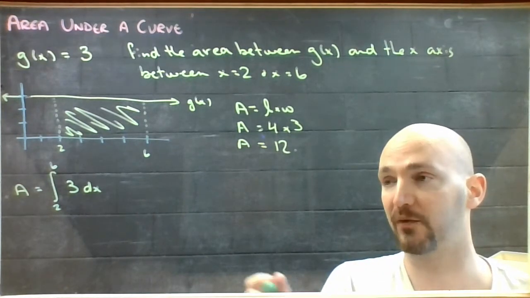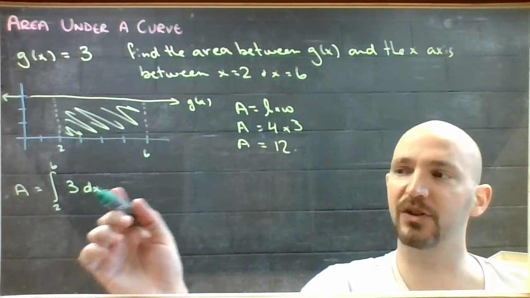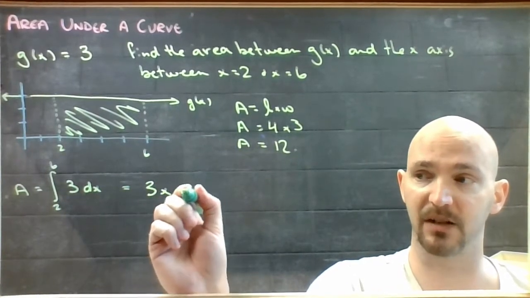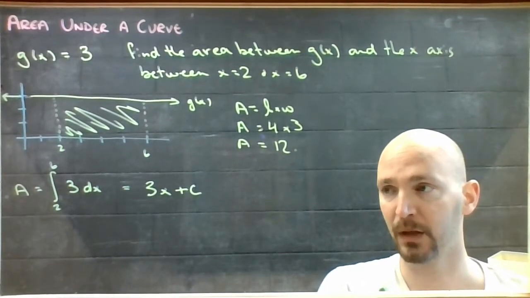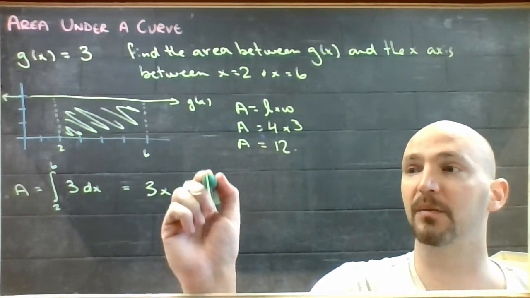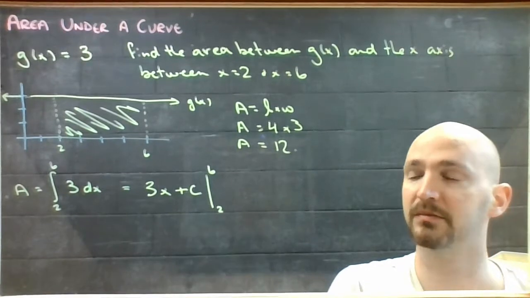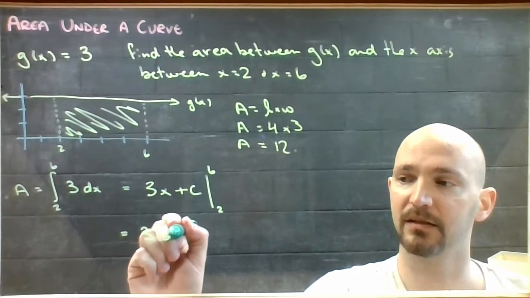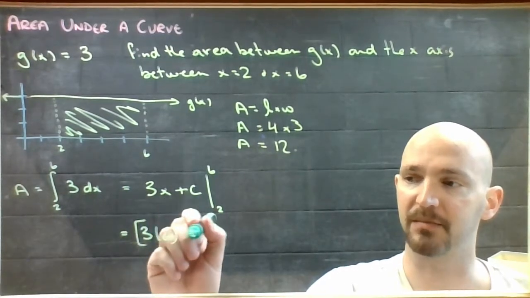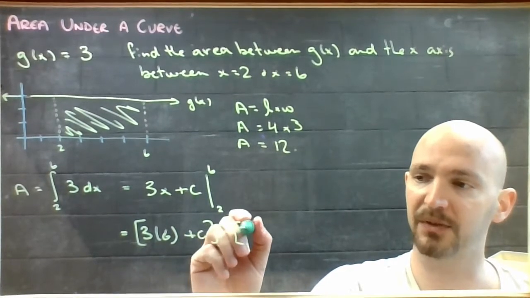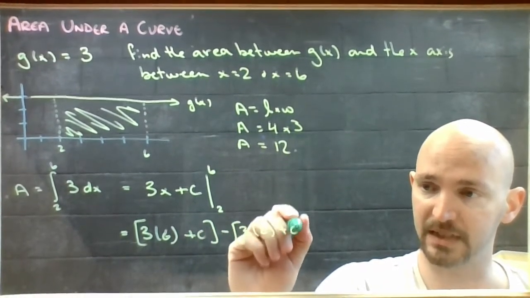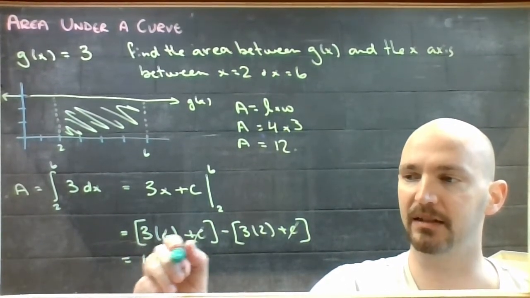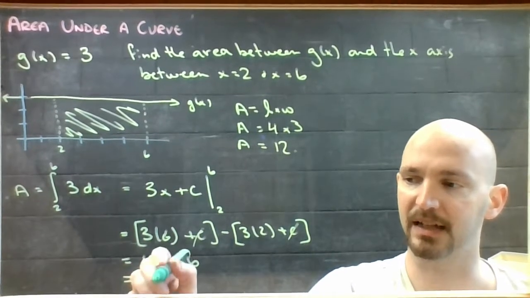So if you can just humor me for a minute and we integrate this. What function has 3 as its derivative? Well, that would have to be 3x plus the constant. And I'm supposed to be evaluating this thing from 2 to 6. So if I actually do that, I fill in 6: 3 times 6 plus c. And I'm going to subtract from it 3 times 2 plus c. These will undo each other, and I end up with 3 times 6 is 18, subtract 3 times 2, which is 6, and I end up with 12.